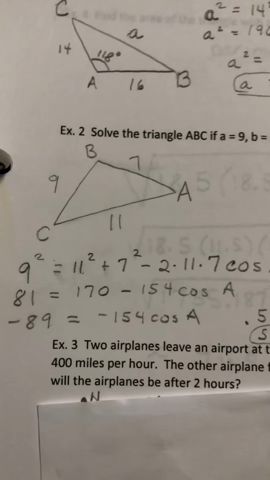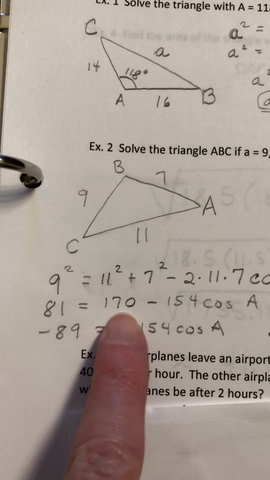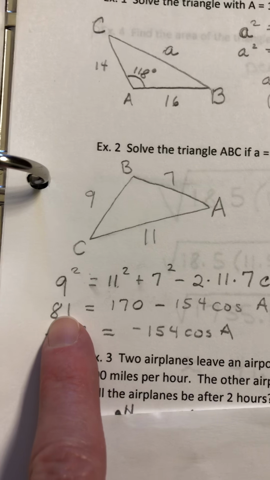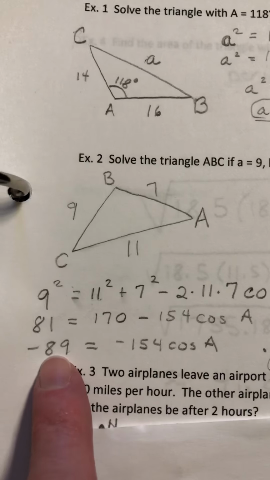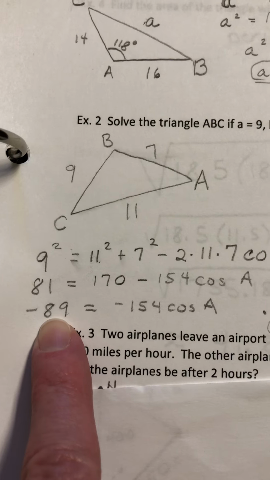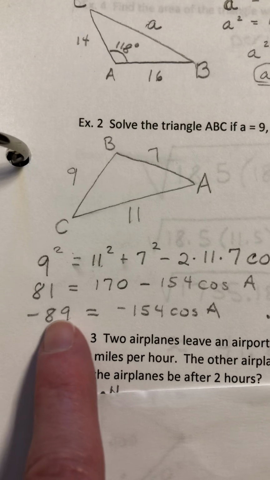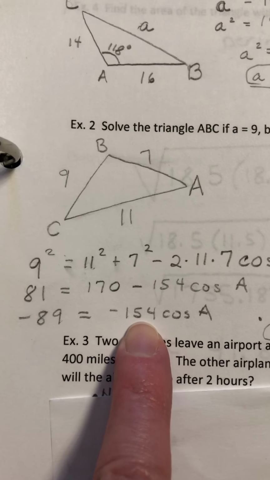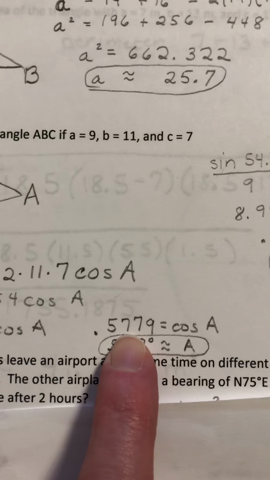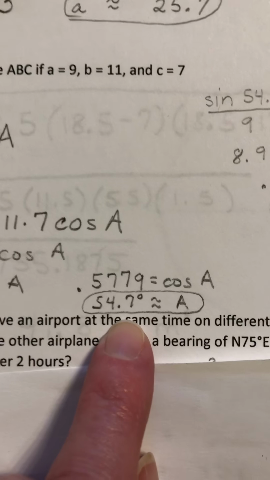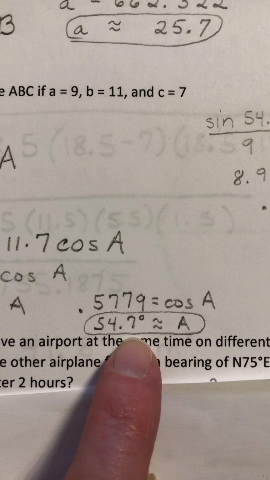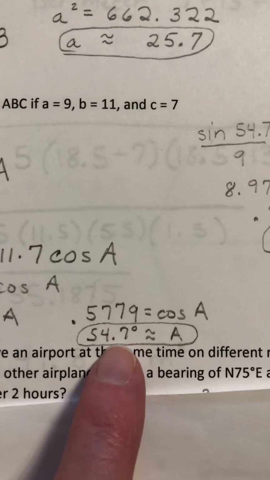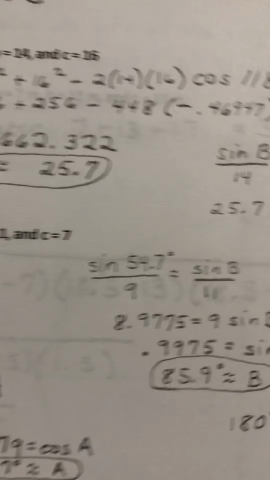And then from this step, what you want to do is subtract the 170 from the 81, because we're trying to get this all by itself. So that's how I get negative 89. The next step is I want to divide the negative 89 by the negative 154. And that's going to give me this. Then I use inverse cosine to get the angle. Once again, you only need to use the law of cosines once. After that, use the law of sines.